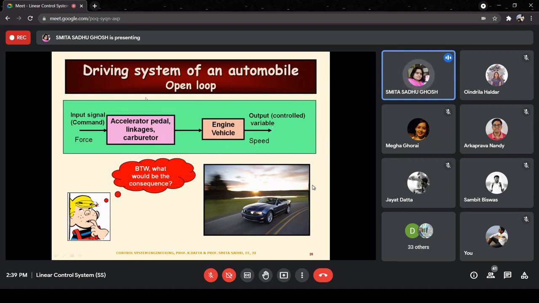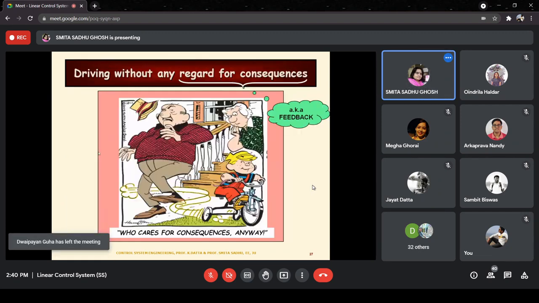So this is an open loop system, and in such a system, because there is no means of knowing what the output value is and taking some action on the basis of that knowledge, this will have serious consequences, in the sense that naturally it is going to cause an accident, right? So this is what we call driving without any regard for the consequences. If an accident occurs, it occurs.